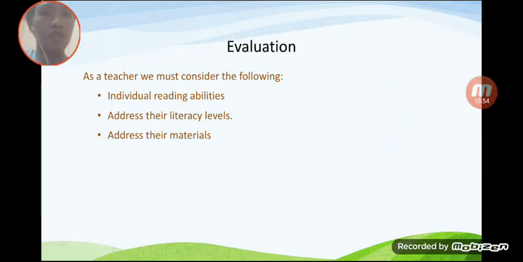Evaluation. As a teacher, we must consider the following. The first one is individual reading abilities and address their literacy levels. And last is address their materials.